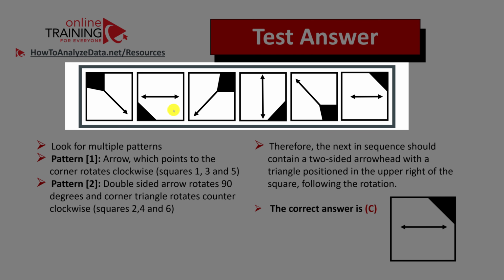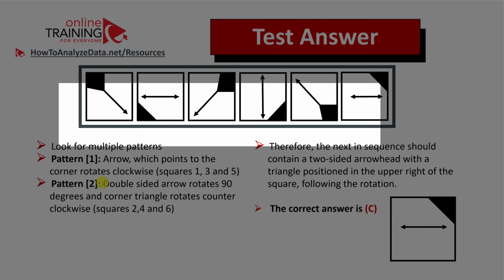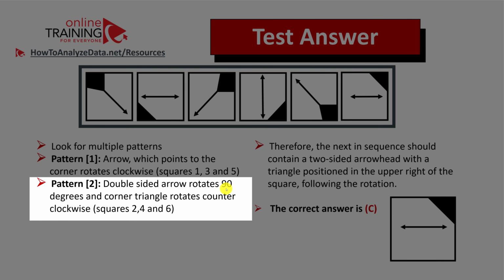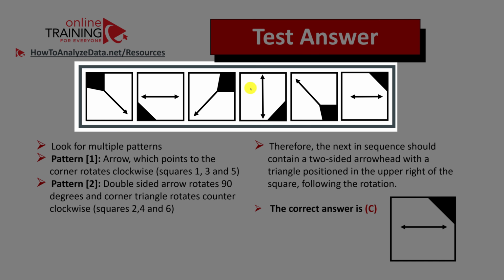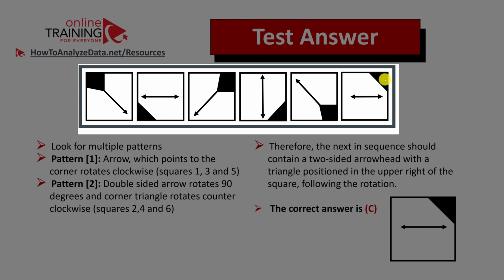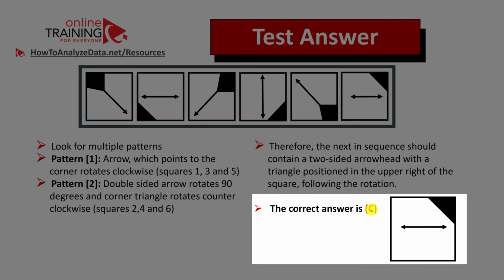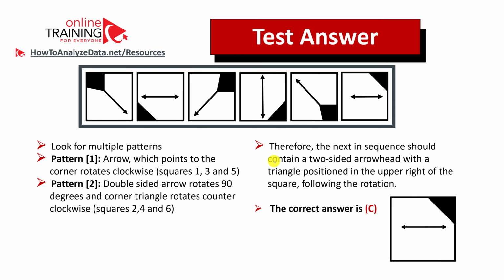Then we have a completely different pattern in squares 2, 4, and 6, which was missing. This particular pattern is a double-sided arrow that rotates 90 degrees, which you can see here. Here it's completely horizontal, here it's completely vertical. So in square number 6, it will be horizontal again. Another thing that happens here is the corner of the square rotates counterclockwise, and it goes from the bottom left corner to the bottom right corner. So the next position for that corner would be the upper right corner. So the correct answer here is choice C. Hopefully you've nailed this question and now know how to answer similar problems on the test.